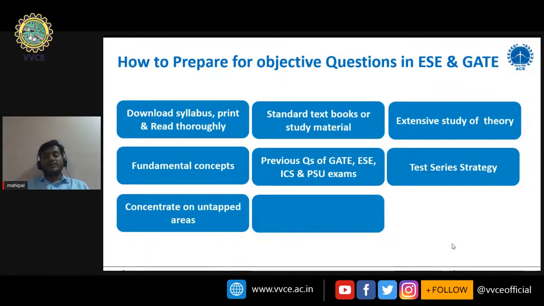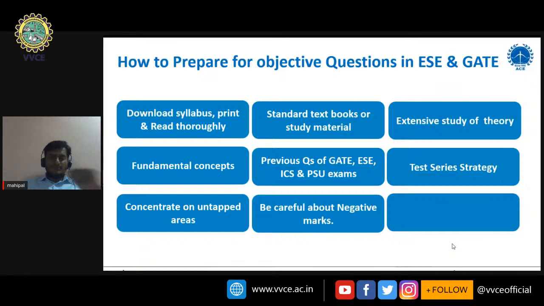Then focus on untapped areas, untapped in the sense of areas not focused on by the examiners in the previous years of examination, and also focus on negative marks. In any case, do not answer a question if you are not 100% sure. Otherwise, you will get negative marks.